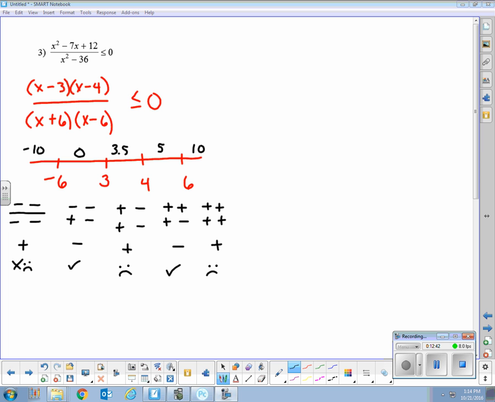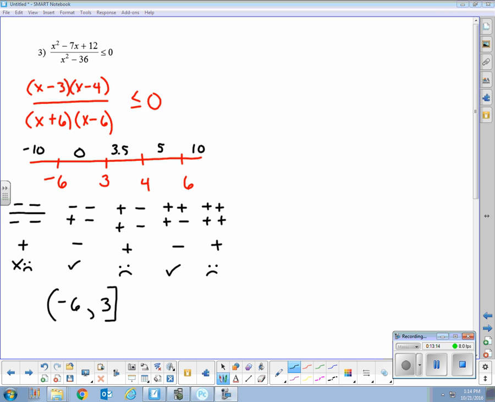Now this one was a little bit different because it was also equal to, and you have to be careful. You want to include the boundary as long as it doesn't make the function undefined. So 6 and -6 have to be excluded no matter what because they're in the denominator, but the 3 and the 4 you want to include because they will make it equal to 0, and 0 will be less than or equal to 0. So when I look at my intervals, between -6 and 3 works. I can't use -6, but I must include 3.